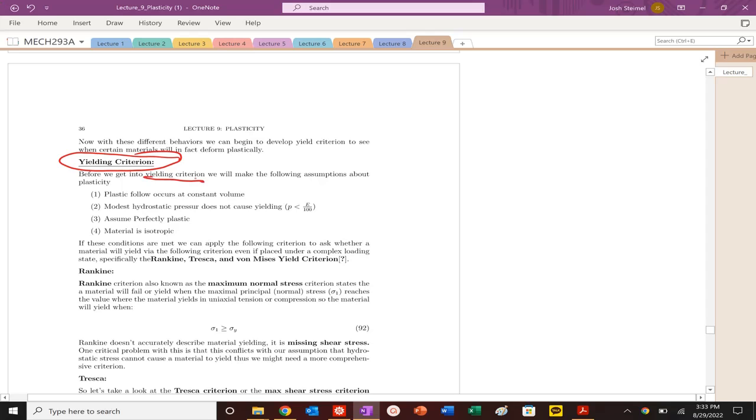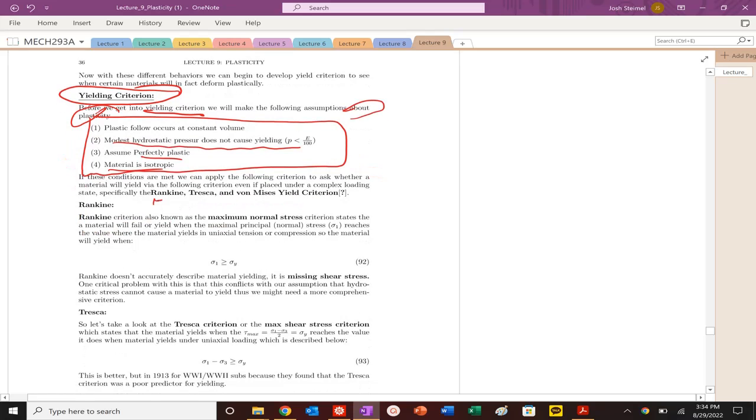So there are different types of yielding criteria that will determine whether a material plastically yields via dislocation glide. We're going to make assumptions that plastic flow occurs at constant volume, modest hydrostatic pressure, perfect plastic, isotropic material. There are going to be three yield criteria that we're primarily interested in.